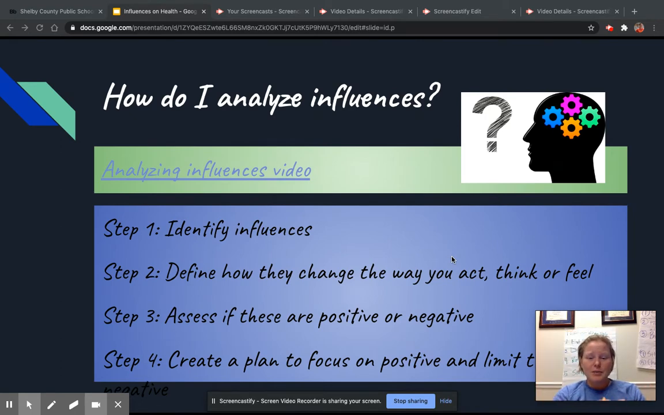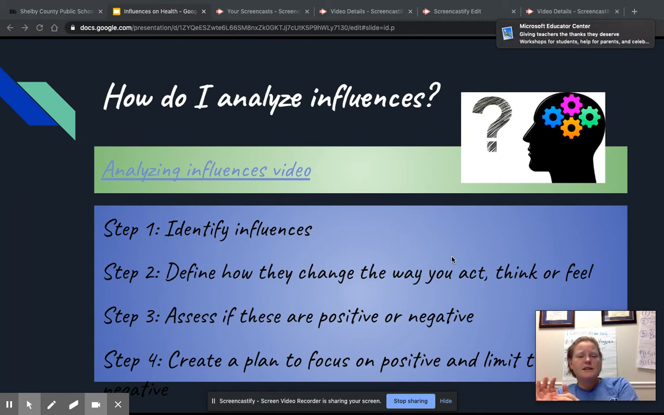Okay, and then create a plan to focus on the positive and then limit the negative. So now I want to tell myself, okay, when I see that commercial, that's a negative influence. And then I can limit that negative influence by not really worrying about that commercial too much or trying to talk to people in my family about those things that are negative, but also focusing on things that are positive.